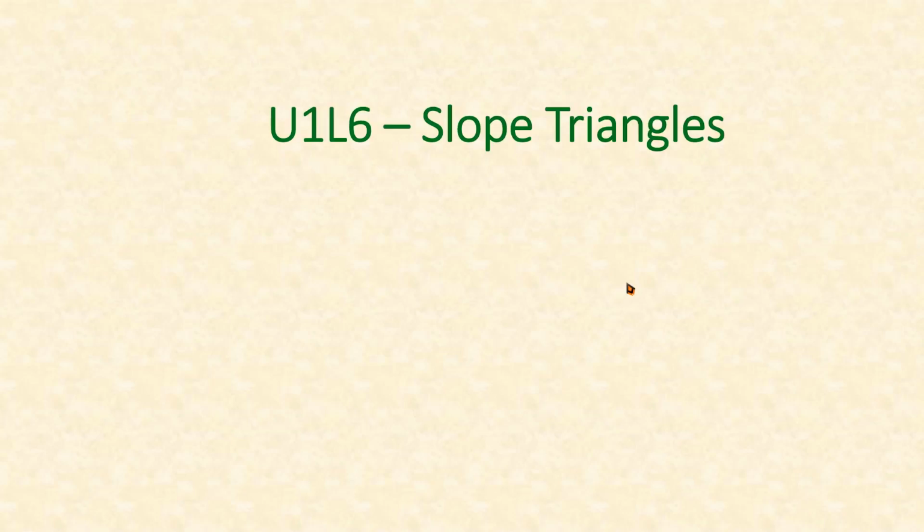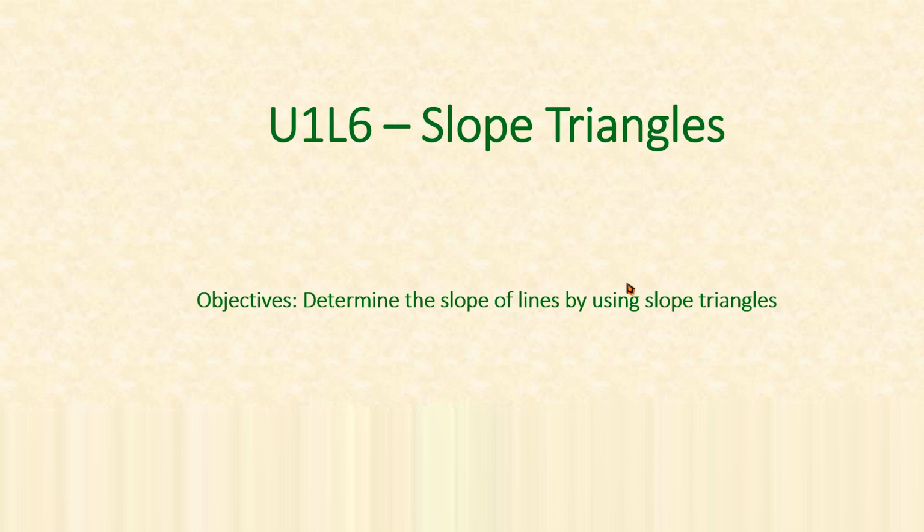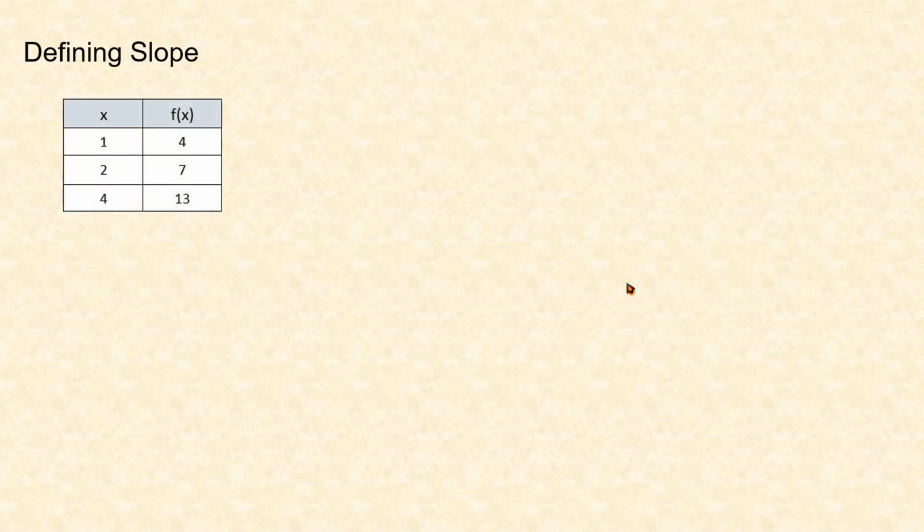Today's lesson is on U1L6, the slope triangles, and the objective is going to be determining the slope of lines by using slope triangles. So recall from last time when you have a table of values, you can find the constant rate of change by finding the change in the output and the change in the input. So I see my output, the change is 3, my input, the change is 1. And you also can do that to these 2 points down here. The change is now 6 and 2.